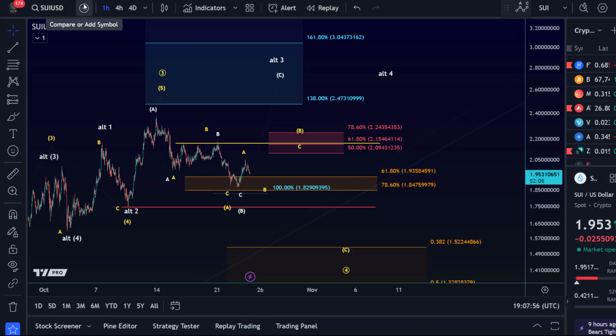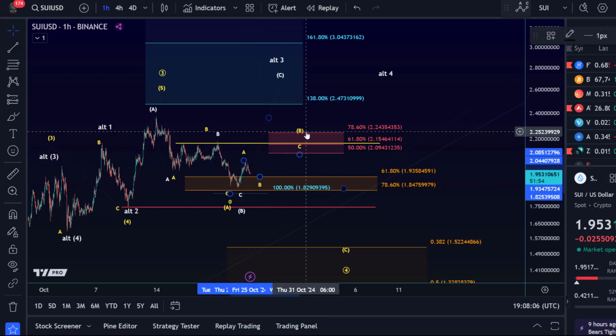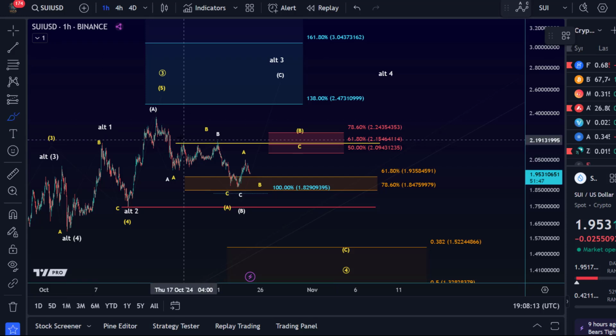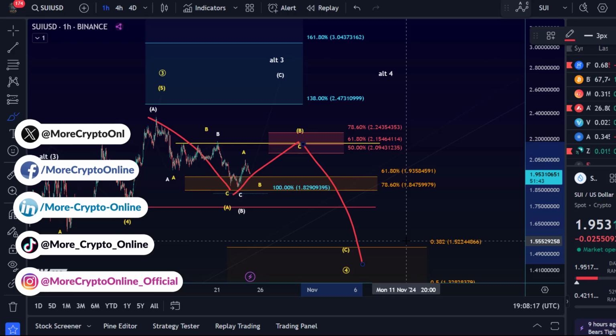Now on the SUI chart, my idea is that we could be in this yellow B wave, which is currently positioned here. B wave pullback in a larger B wave. That's what I'm tracking at the moment. We're dealing here with an A wave down, a B wave up, and a C wave down in the larger fourth wave.